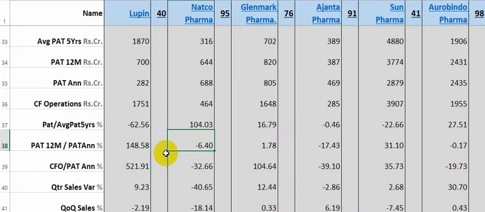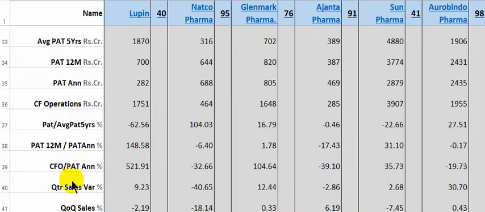Natco Pharma's profit has declined by 6.4% from its previous year's profit, and Ajanta Pharma has fallen by 17% from its previous year, whereas Sun Pharma has gained 31% from its previous year's profit. This is the second comparison. Now finally we'll understand what was the profit that the company showed and how much of that got converted into cash. Aurobindo's profit from the previous year fell at the rate of 0.17%.